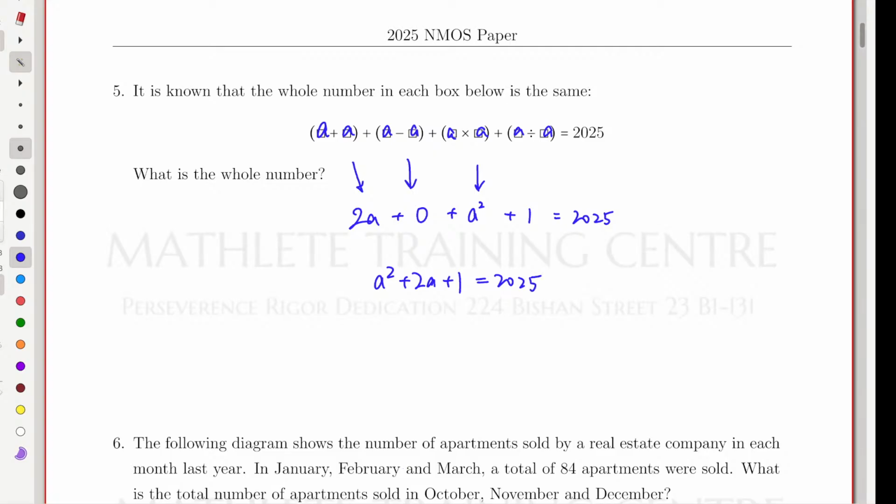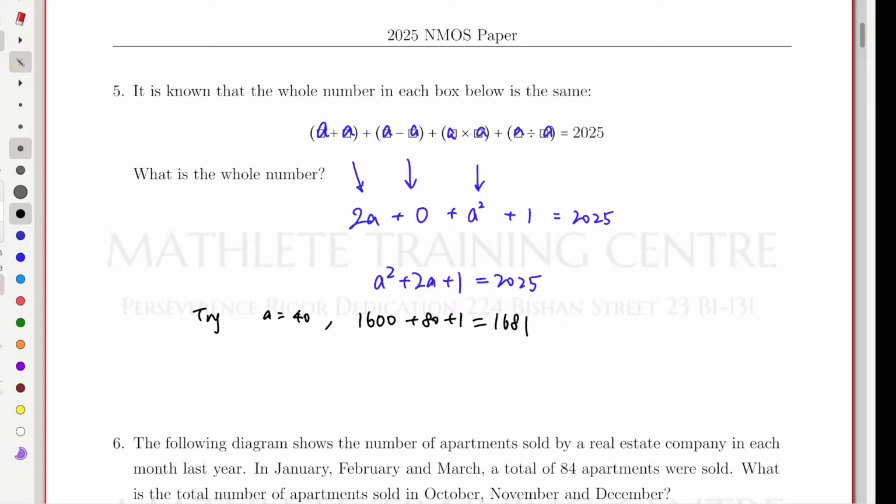Here we can use a little bit of guess and check. So for example, we need a number close to 2000, right? One number times itself is close to 2000. Well, 40 times 40 is pretty close to 2000, right? So you can try A equals 40, you'll get 1600 plus 80 plus 1. That's 1681. It's not quite close enough.